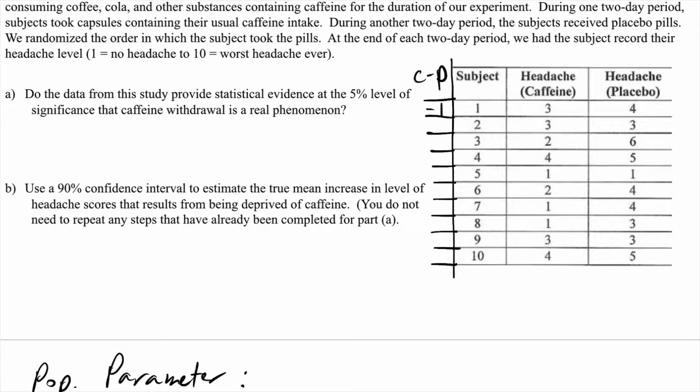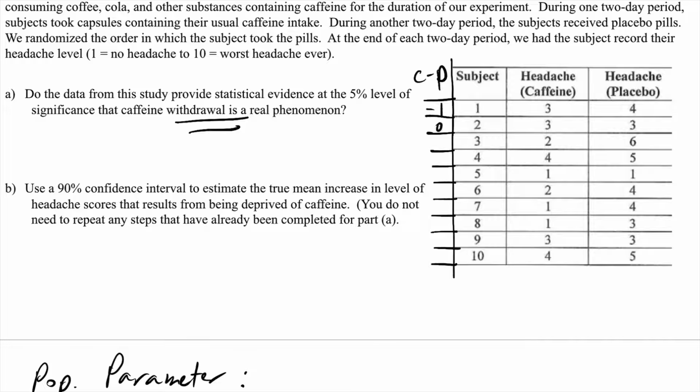It increased, right? In terms of our question, is a negative number going to help prove or help? What is it going to help us do? It's going to help us reject the null hypothesis. It's going to make us say, hey, there is something going on here. If we can reject the null hypothesis, that means there is something going on here. Caffeine withdrawal is real. Okay.